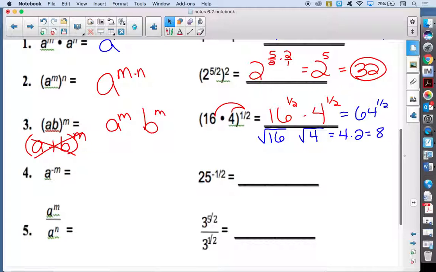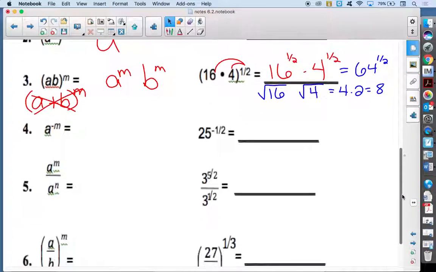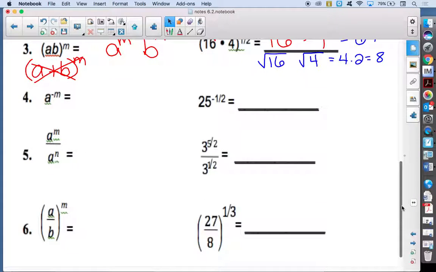Questions with the first 3 properties? So property number 4, Ryan, says a to the negative m. What do you do with the negative exponent?